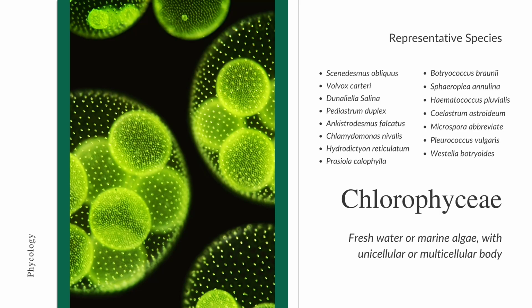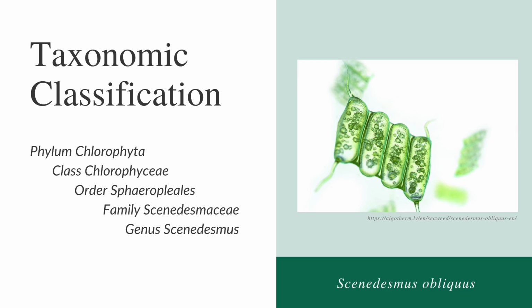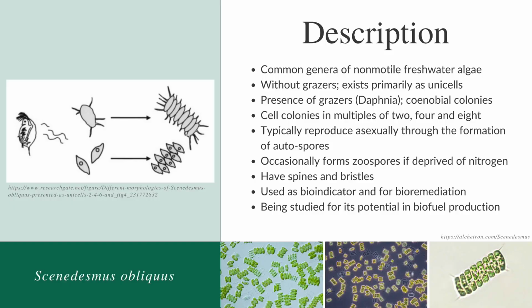So these are freshwater or marine algae that can be unicellular or multicellular. First on the list is the Scenedesmus obliquus under the family Scenedesmaceae. This is a common genus of non-motile freshwater algae. They can display phenotypic plasticity that can be influenced by various environmental factors. This results in different morphologies.